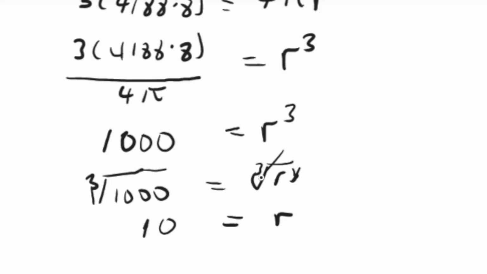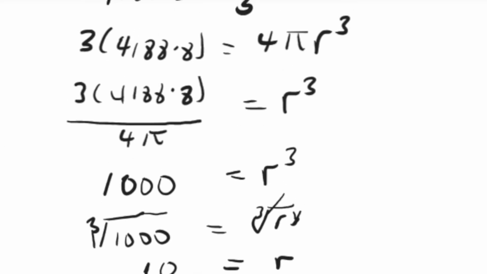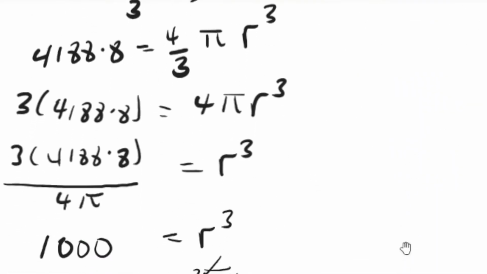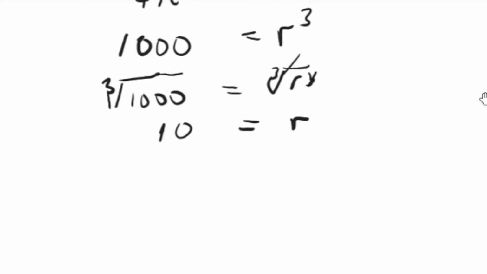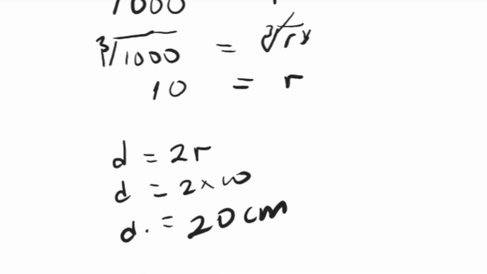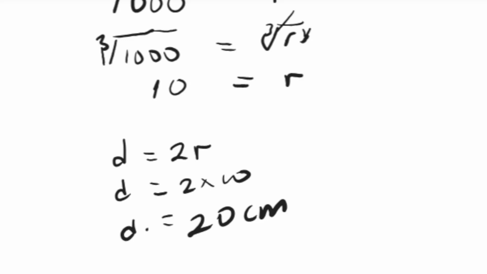But the question wasn't asking for r. The question was asking you for the diameter. And if you remember, we say that the diameter, which is the d, is equal to 2 times r. So your d is going to give you 2 times 10, which is equal to 20 centimeters. So the diameter of your ball is going to be 20 centimeters.